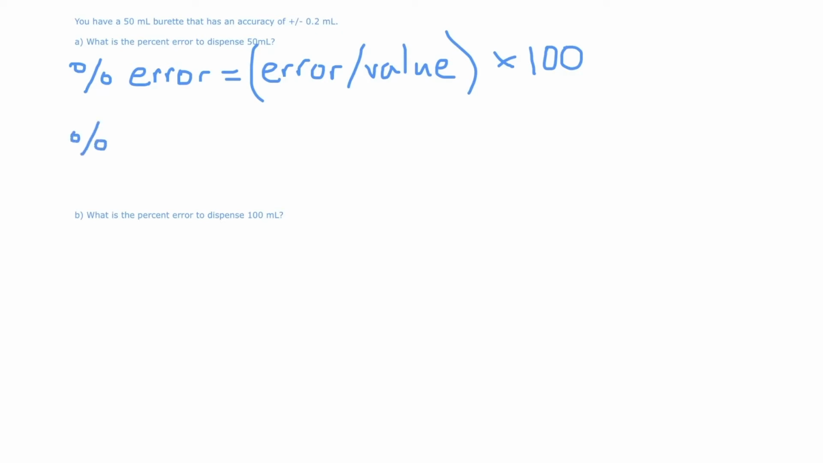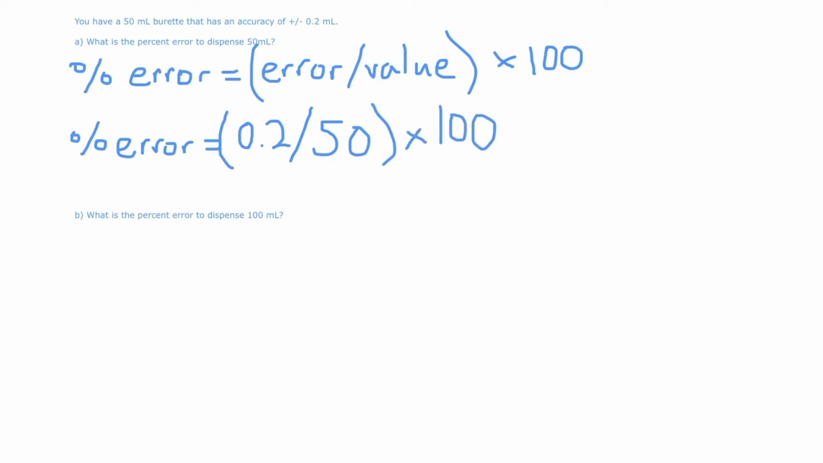Okay, so let's simplify this formula down now. So I have a percent error is equal to the absolute error of 0.2 milliliters, divided by the measured value that we are seeking, which is right here in the beginning of the problem, 50 milliliters. And now it's this whole quantity times 100. Okay, and now if we put this into a calculator, it'll come out as 0.4%.